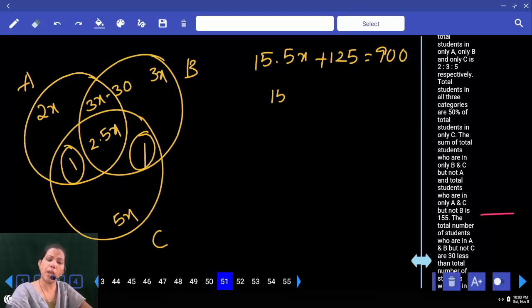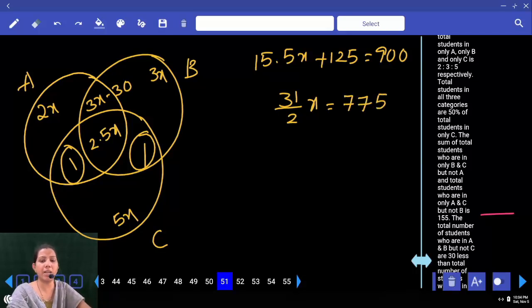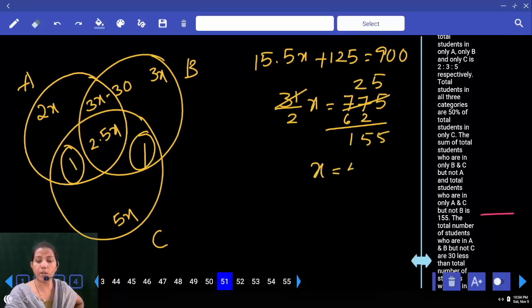What is 15.5x? We can write 15.5 as 31/2, it will be a little more comfortable. 31/2 x is equal to 900 minus 125, the value is 775. So 15.5, 31 table cancellation, 31 exactly how much? 31 2s are 62 and the remaining is 155, exactly 5 times. So finally we conclude that x is equal to 50.